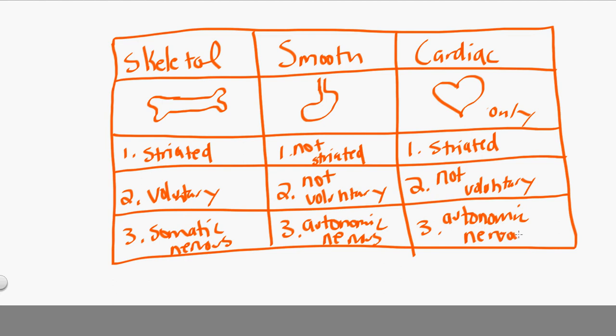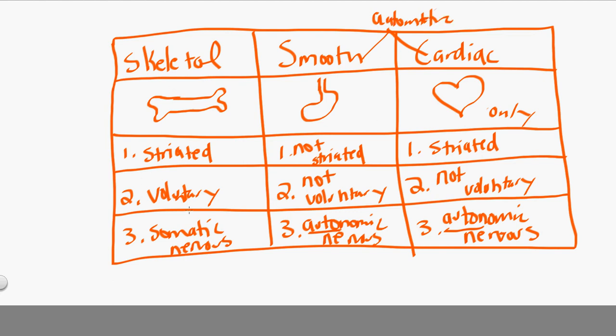Obviously, I'm not going to get into that right now, but this is the big picture of what you need to remember. Now, remember, we know that smooth muscle and cardiac muscle are both not voluntary. They are happening automatically. So you want to make a little mnemonic for yourself that smooth and cardiac muscle are automatic. And automatic means we have no control over it. It's just happening without us realizing it.